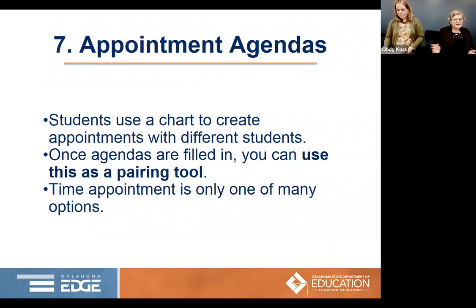And many of you probably have used this. It's really not something terribly new, but it's called an appointment agenda. And you would have times on it like 8 a.m., 9, 10, and so on. And that doesn't mean the time in your class. What it means is, who is your 8 a.m. partner? Who is your 9 o'clock partner? And so on. And it's a way of pairing students.